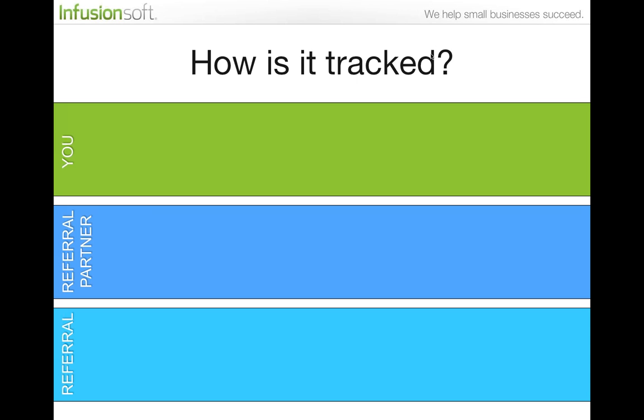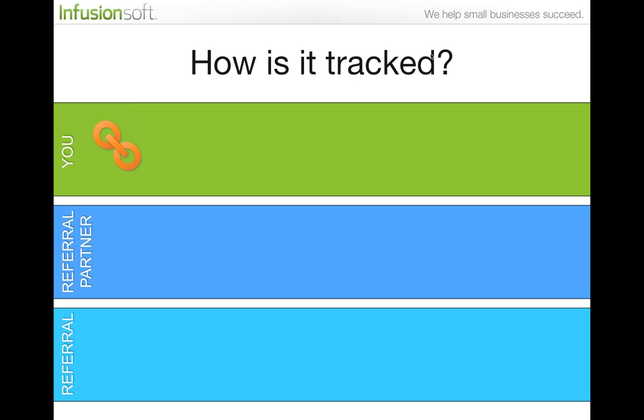How's it tracked? I've got three swim lanes here. The top green one represents you, the business owner, the business that is now trying to bring on new customers. The middle blue one is your referral partner, and the lowest one is the referral that they're sending your direction. Those are the three different parties that we're looking at right now.